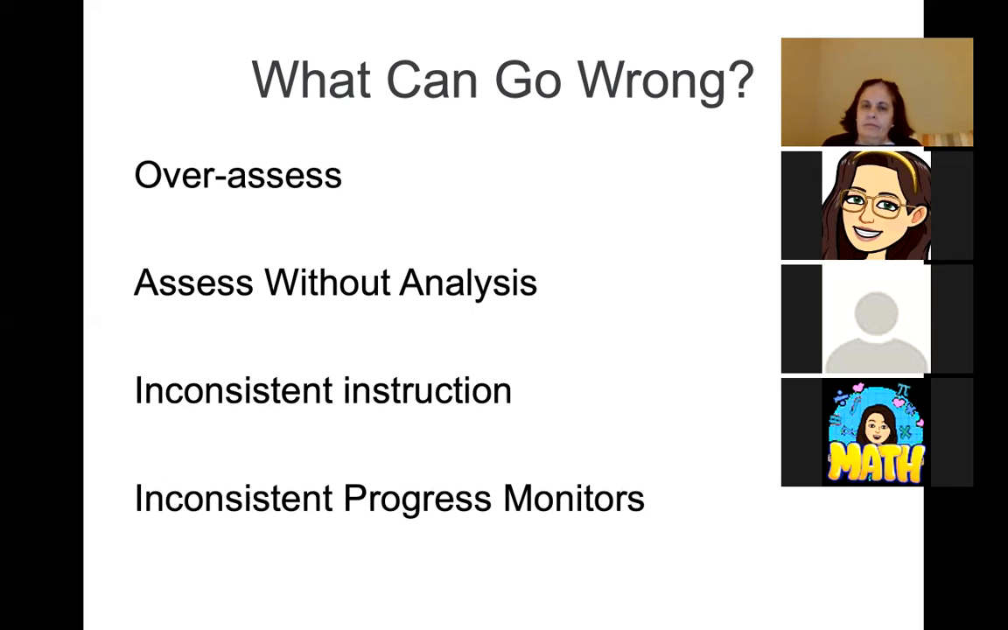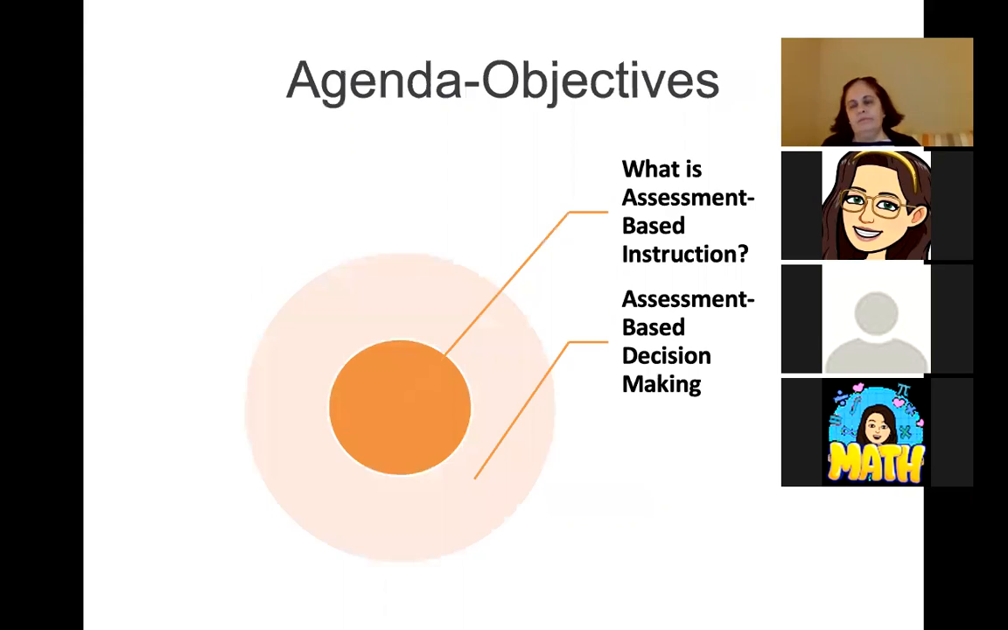And then you may have inconsistent progress monitoring, where there is a plan for students to be assessed every 2 weeks, and that doesn't happen. One time it is 2 weeks, one time it is 3 weeks, one time it doesn't happen.